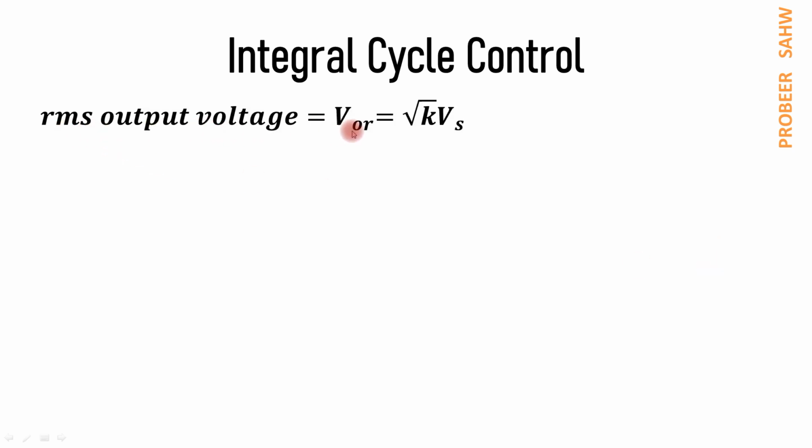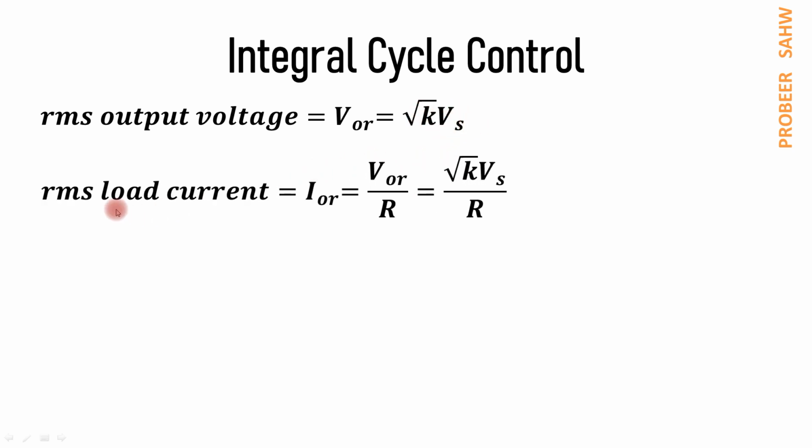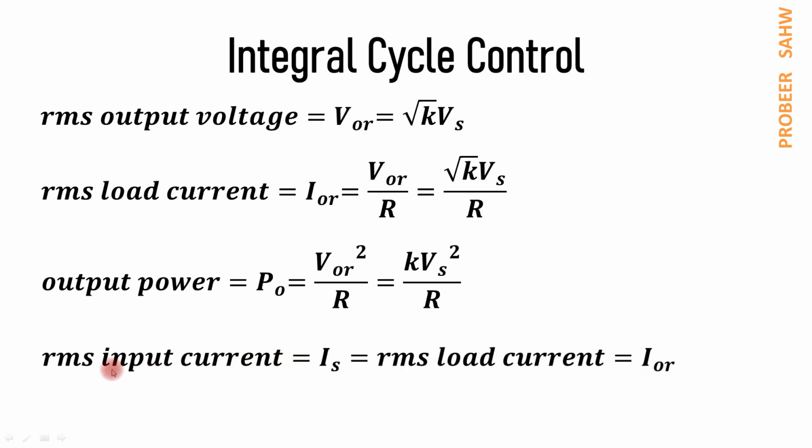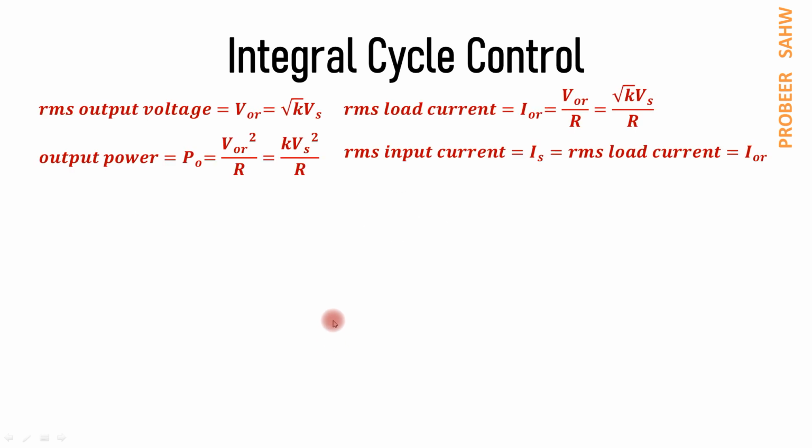We have just calculated that RMS output voltage is root k times the RMS supply voltage. RMS load current or the RMS output current will be output voltage RMS divided by resistance. So the RMS load current becomes root k times Vs upon R. Output power P naught can be found out as RMS output voltage whole square divided by R. So it becomes k Vs square by R. Obviously, as we can recall from the circuit, the RMS input current will be exactly equal to RMS load current. So remember these formulas. This is RMS output voltage, RMS load current or the RMS output current, output power and RMS input current. So these are the few values that we have found out for this circuit.